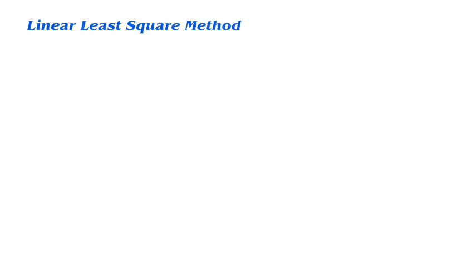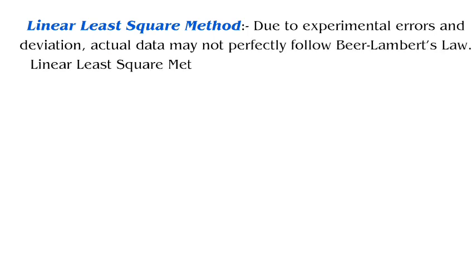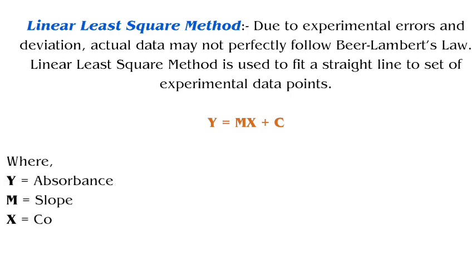Linear least square method. Due to experimental errors and deviation, actual data may not perfectly follow Beer-Lambert's law. Linear least square method is used to fit a straight line to a set of experimental data points. y = mx + c, where y is absorbance, m is slope, x is concentration of chromium 6+ ion, c is intercept.